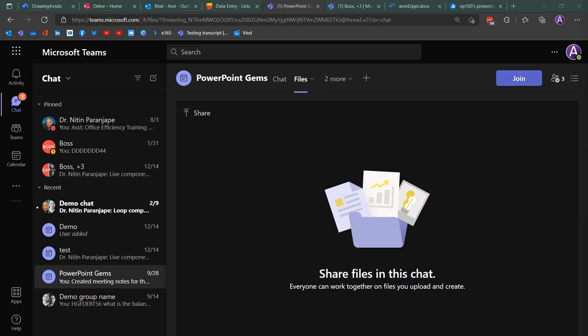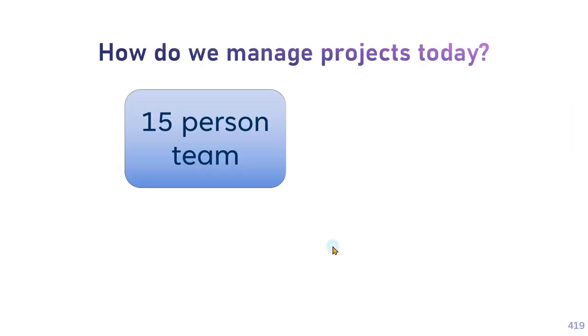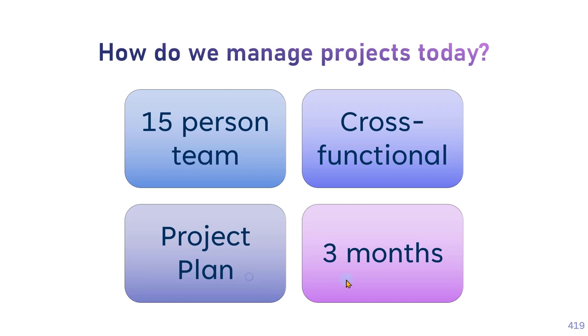But this was about what kind of collaboration? Well, this was about the type of collaboration where it was teamwork, but it was single task and multiple people. Now, when it comes to multiple related tasks, what does that mean? Formally, let's call it a project, and then we will explore that part. When you say a project, whether you are using a project management tool or not, we have to form the project team. Usually it will be cross-functional. Include external parties as well. There will be a project plan and a deadline and all that.